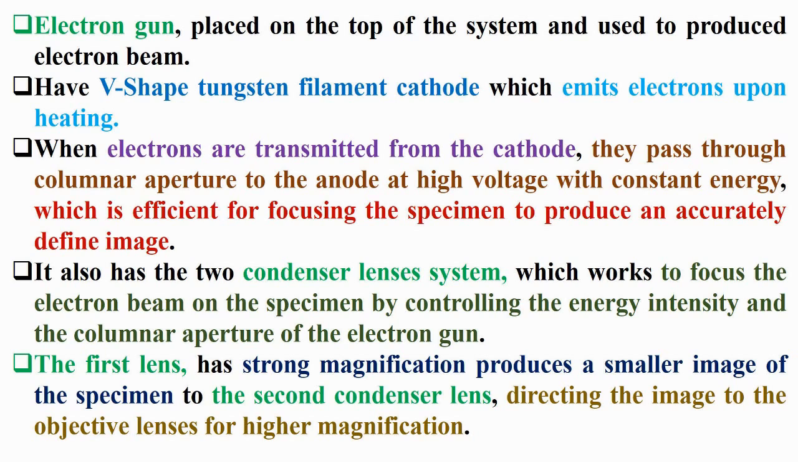It also has a two condenser lens system, which works to focus the electron beam on the specimen by controlling the energy intensity and the columnar aperture of the electron gun. The first lens, which has strong magnification, produces a smaller image of the specimen to the second condenser lens, directing the image to the objective lenses for higher magnification.